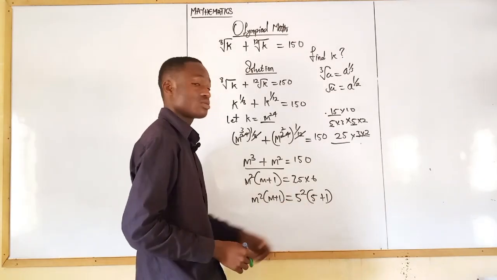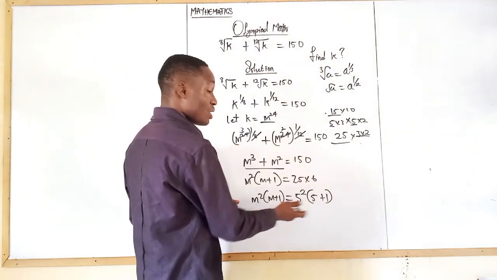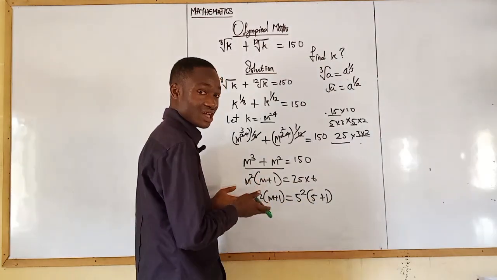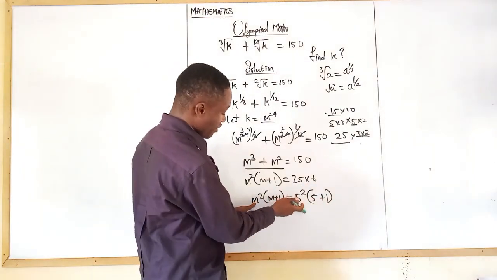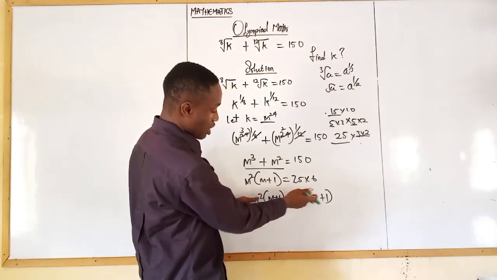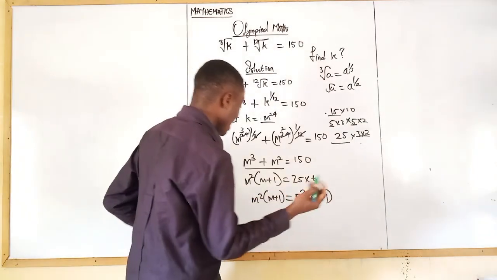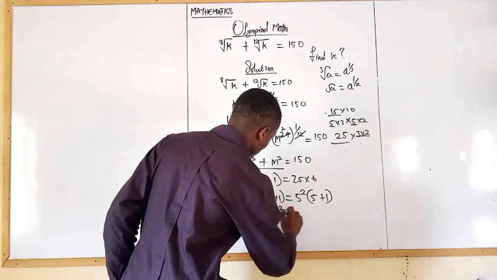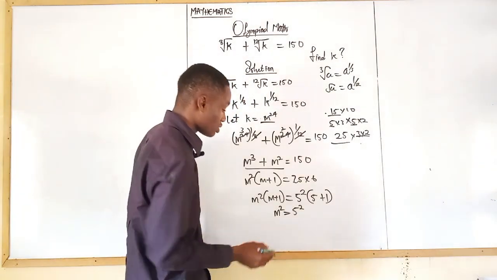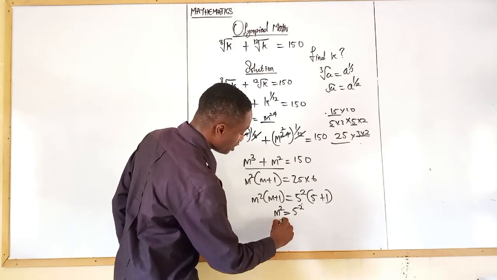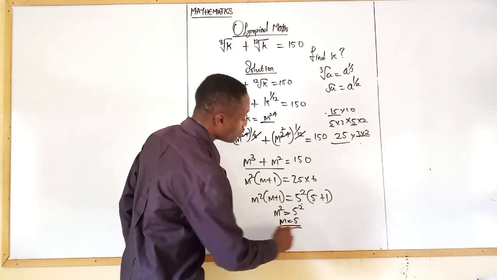See, we've gotten somewhere now. So you can now see that both the left hand side and the right hand side can be compared, because we have m, 5 squared, 1. So we can compare them, right? So I can definitely say that m squared equals 5 squared. This tells you that since the powers are equal, the bases are equal. So m is equal to 5.